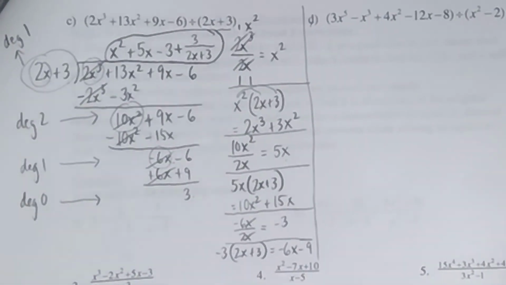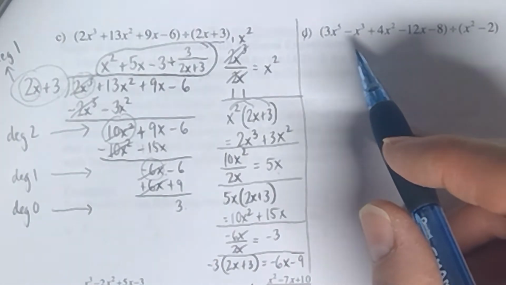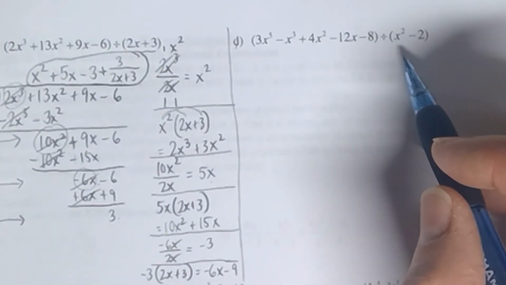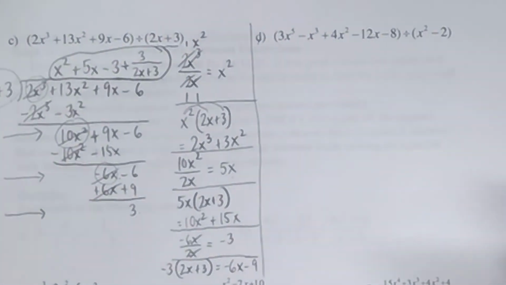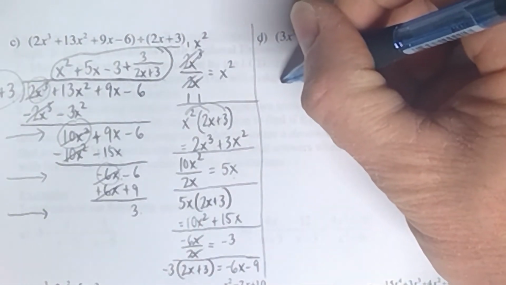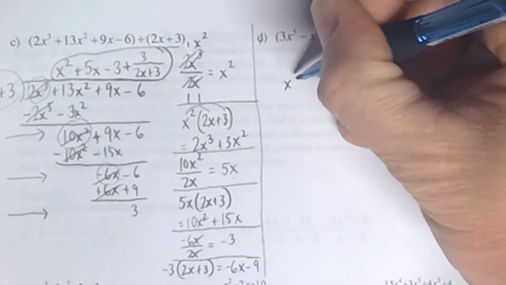Problem D. We've got to be a little bit more careful here in problem D just because there are some missing terms. See how the x to the fourth is missing here and also the x to the first power is missing here? Okay, that doesn't mean that anything's wrong or it's too difficult to do. It just means that you've got to be a little bit extra careful there.